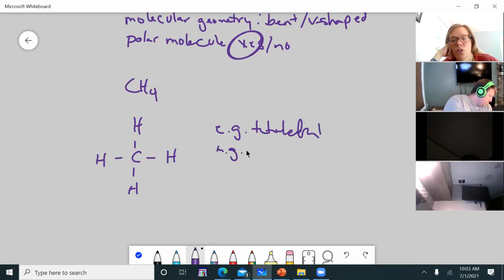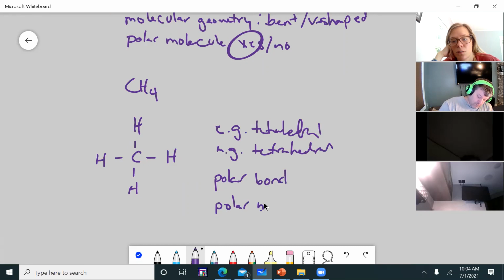What is its molecular geometry? It's also tetrahedral. Do you see any lone pairs? No, so same. All right, polar. I'm going to put polar bond and then polar molecule, because sometimes people get those things mixed up. So polar bond, yes, no. Polar molecule, yes, no. So let's take a look.